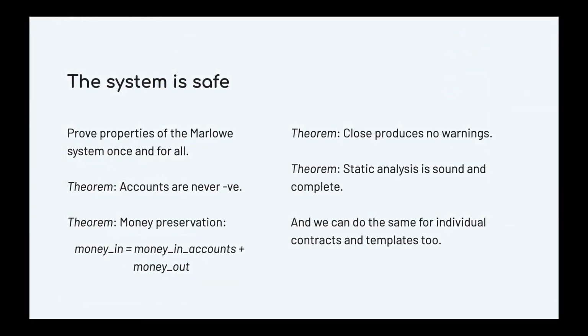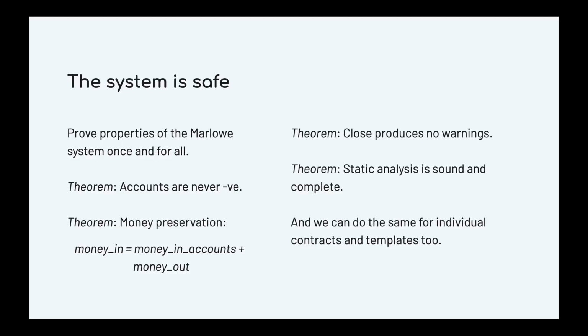But thinking about verification, we can do rather more than that. We can prove properties of the system once and for all. So for example, just looking on the left-hand side here, we can prove that local accounts inside a Marlowe contract, as it executes, never go negative, from the semantics. You can't ever overdraw an account in a Marlowe contract.